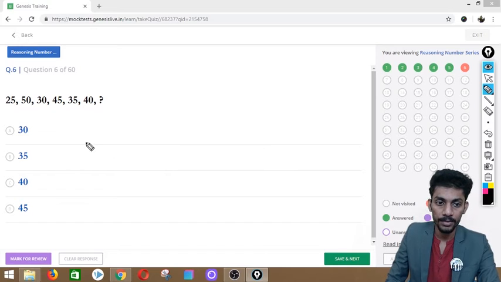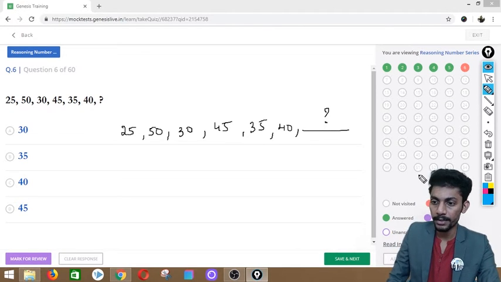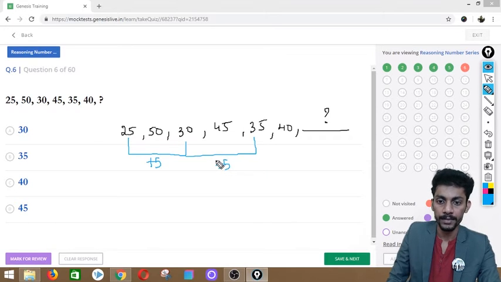Question number 6. What does question number 6 say? 25, 50, 30, 45, 35, 40, and the last one is a question mark. Again, check for the alternative series. 25 to 30, what have they done? They have added 5. 30 to 35, what have they done? They have added 5.